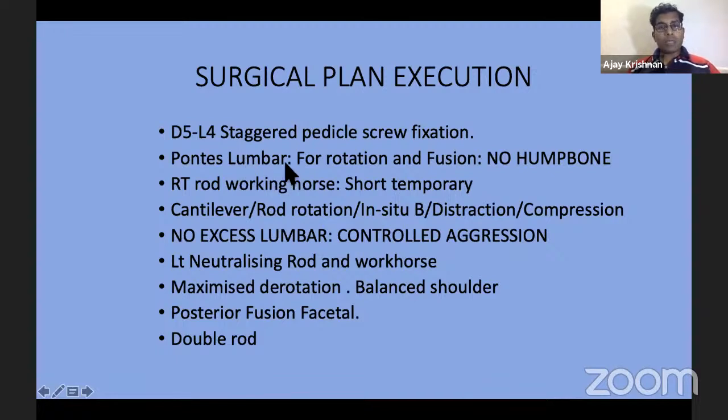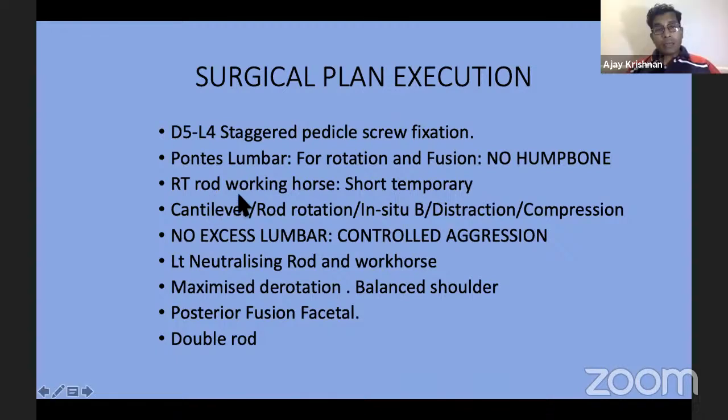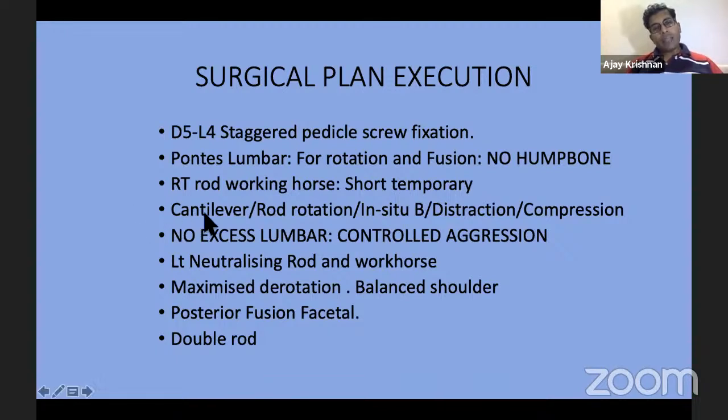Ponte osteotomies were liberally done for the lumbar, but the lumbar was correctable significantly, so the Pontes were done more for rotational derotation and fusion, not for correction of the frontal top. On the right side in the thoracic spine, a shorter rod I use for the thoracic hump to be corrected. That's a temporary rod which just pushes the hump down, and the kyphosis is there, and the cantilever rod rotation and in situ bending and compression are done as for any other curve.